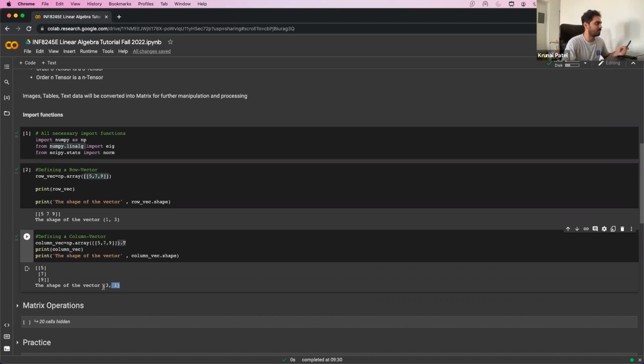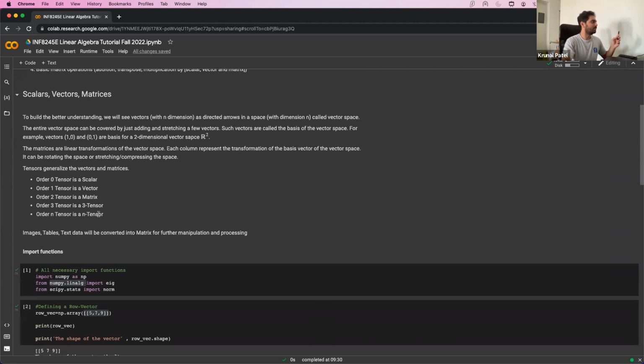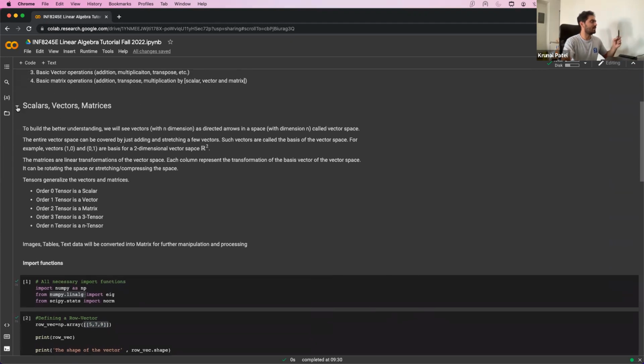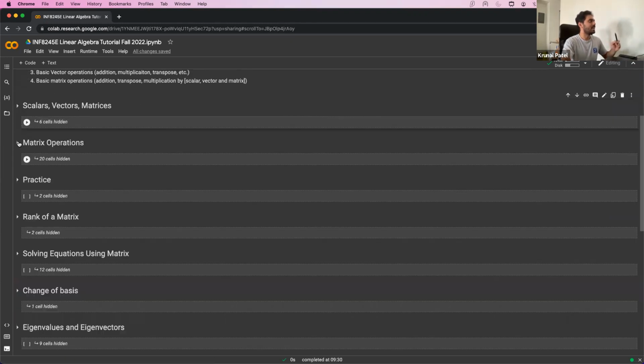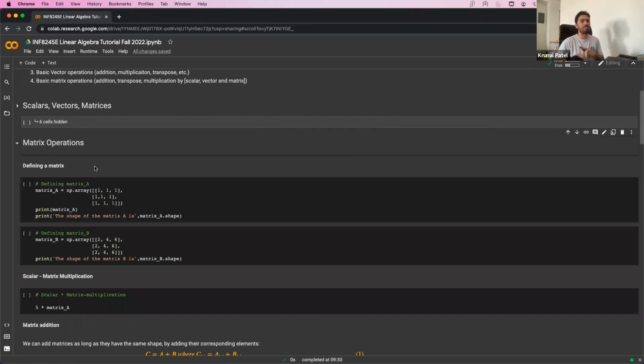So that's why we are basically representing 2-dimensional arrays. Okay, so that covers up the first part, which is scalars, basic introduction of scalars, vectors, and matrices. Now let's jump into standard matrix operations.